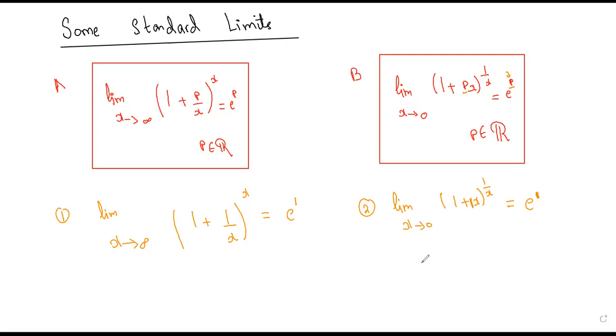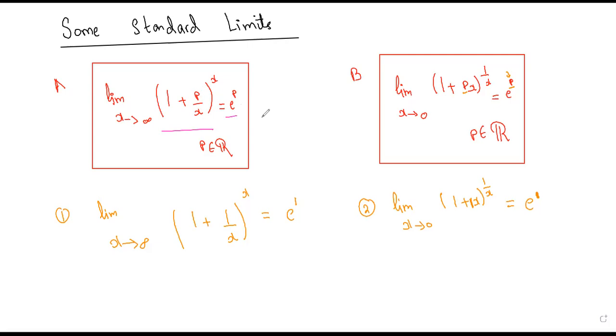Other than the L'Hopital's rule, I've told you you can just simplify the function. But for this case, if you have something of this type, 1 plus p by x to the power x, you won't be able to apply the L'Hopital's rule, and you won't be able to simplify it directly. So for such scenarios, the answer is going to be e to the power p. This is a theorem. Okay.